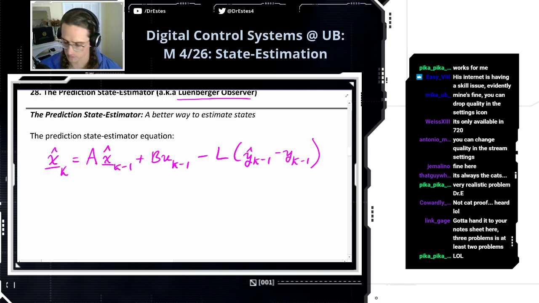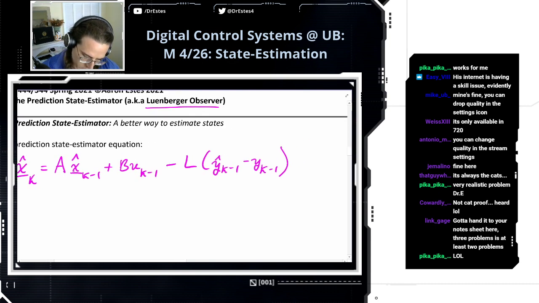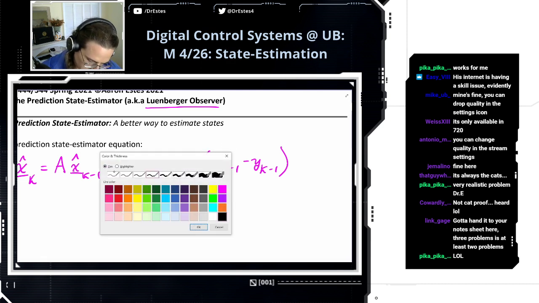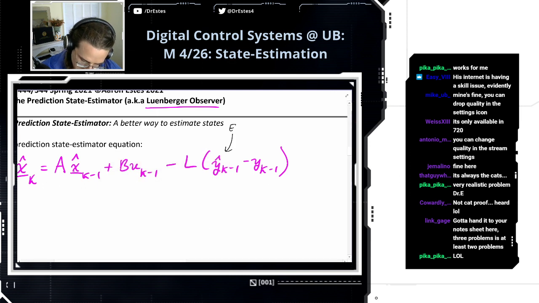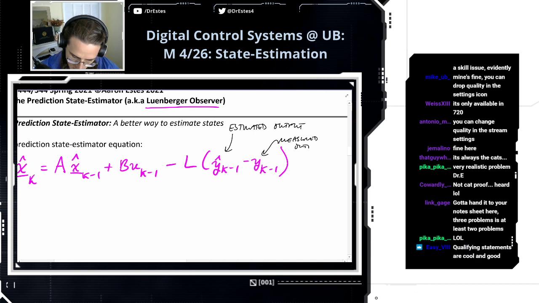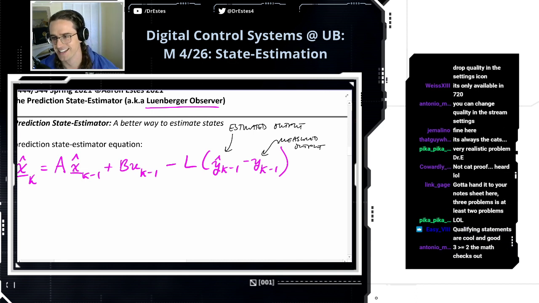Okay. So let's just point this out again. This is estimated output. This is your measured output. Qualifying statements are cool and good. 3 is greater than or equal to 2. The math, in fact, checks out in this case. So the difference between the estimated output and the measured output is the measurement prediction error.